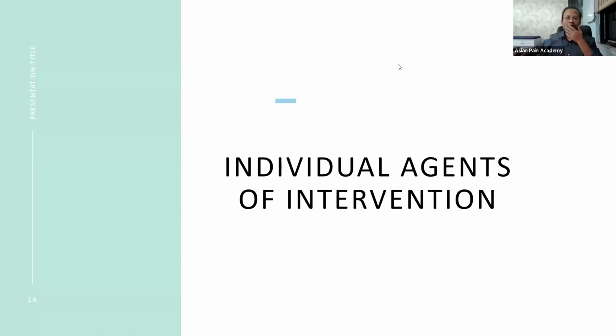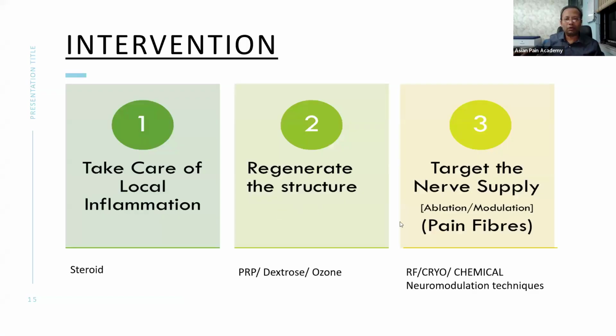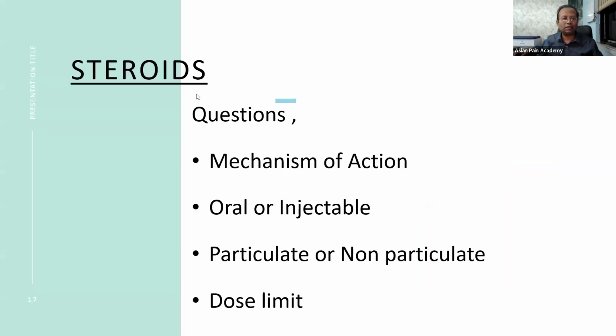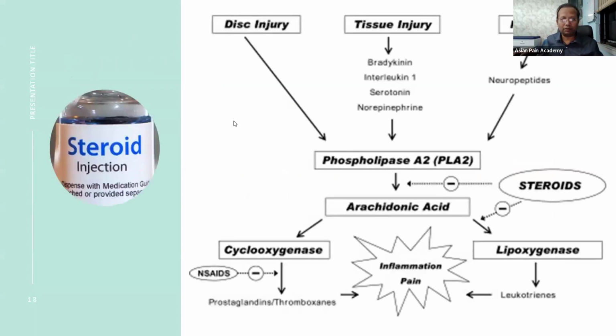Okay, so just a few more minutes. Here, Dr. Devjyoti has already talked about this, that RF is mainly for the ablation part. I told that for our pain generator, we can regenerate the structure and also take care of the inflammation. Now this is the steroid part. We want to give steroid for the inflammation. If there is inflammation in the pain generator, we want to take care of that, so we can inject steroids.